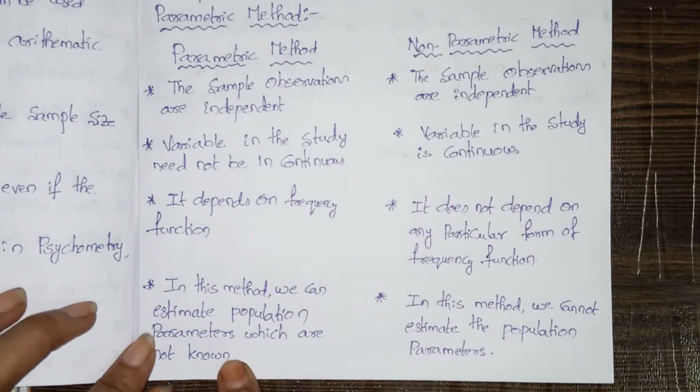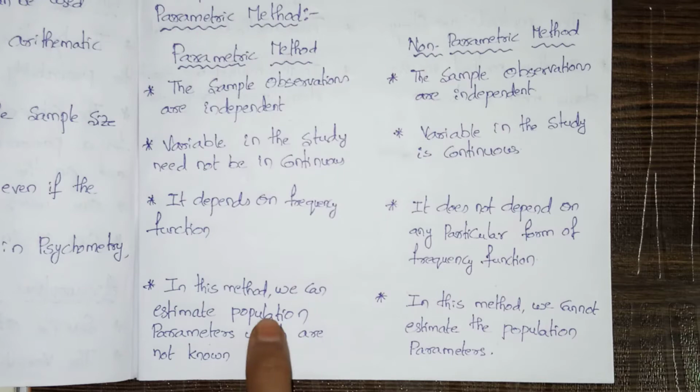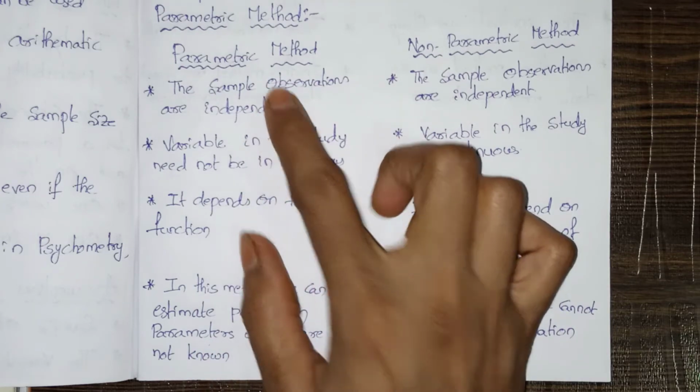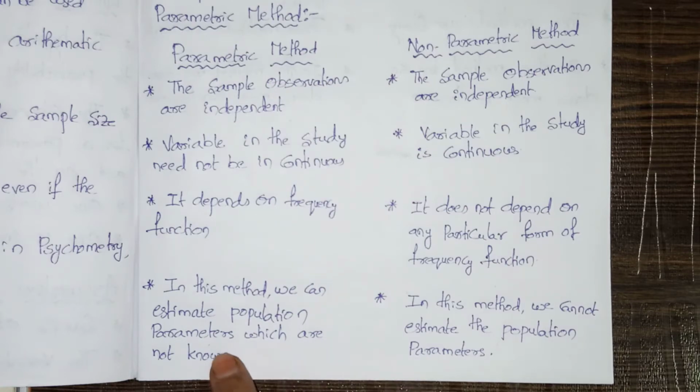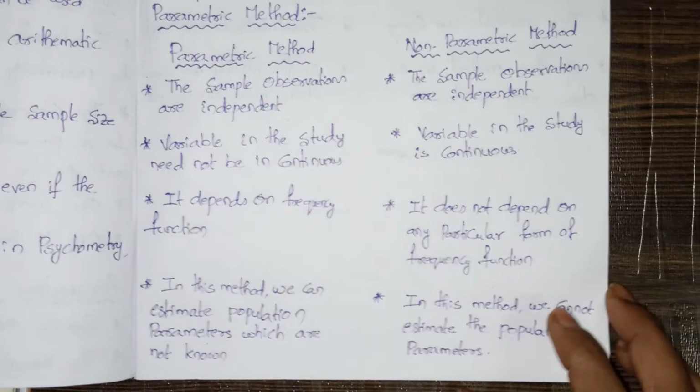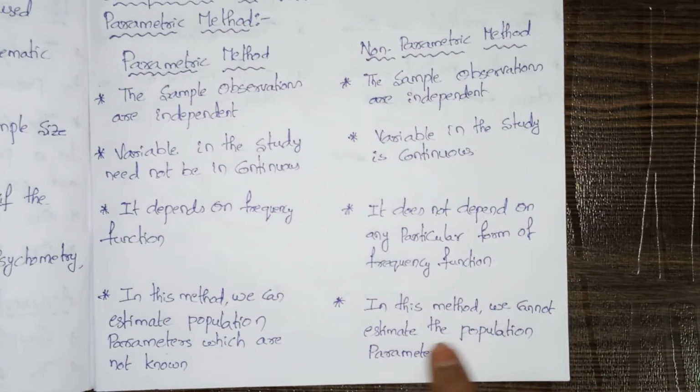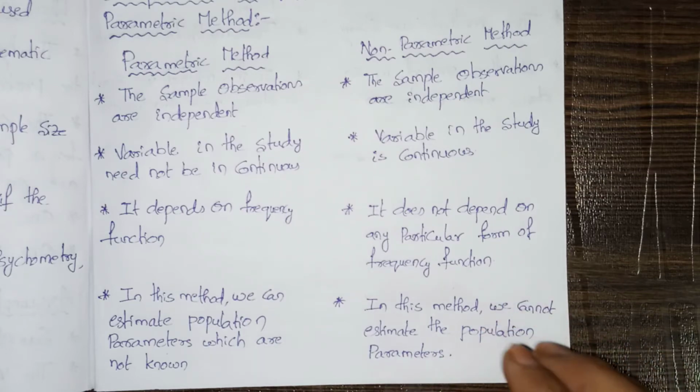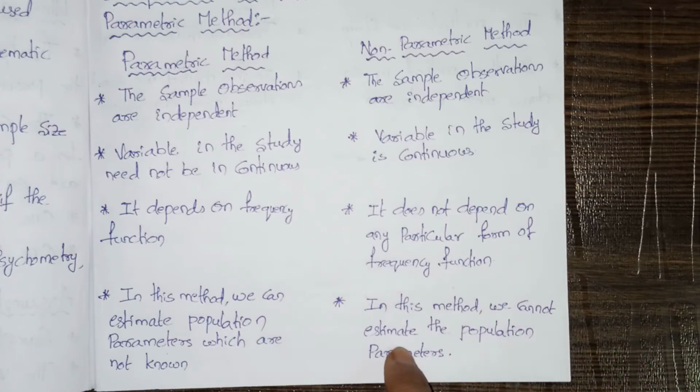Next, fourth point, in this method we can estimate population parameters which are not known. So in parametric method we can estimate population parameters, that means constants. But in non-parametric method we cannot estimate the population parameters. Why? Because here we consider only sample statistics, that means sample unknown constants, but not population parameters, in the sense of unknown constants.